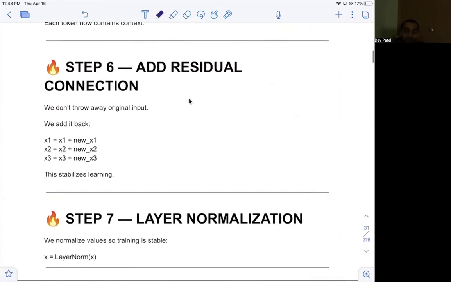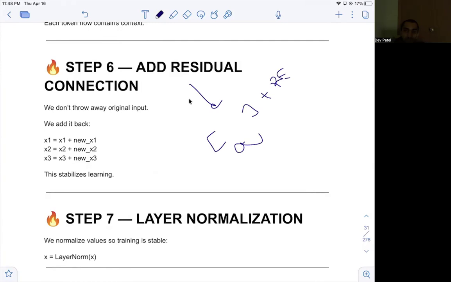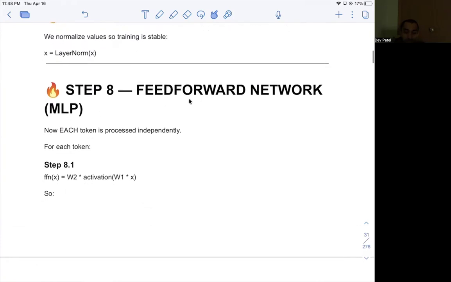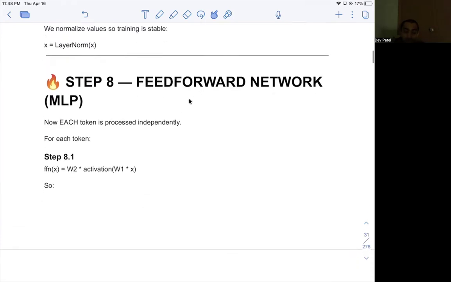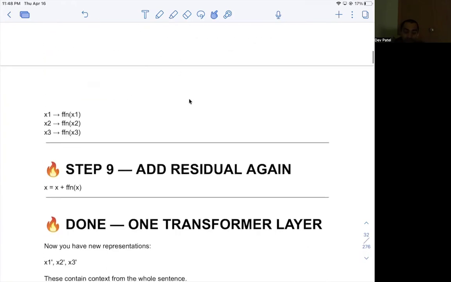Residual connection means that we don't throw away the original input. We add the positional encoding to the original embedding. We also add the new contextualized representation to the original embedding, so the original is not lost. Layer normalization makes sure that the training is stable. So this is typically just standard norm.